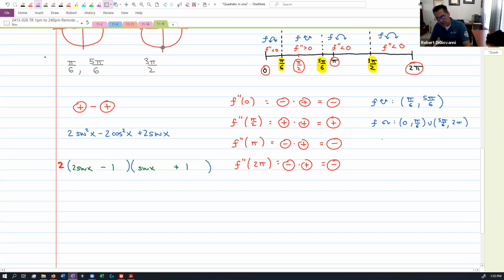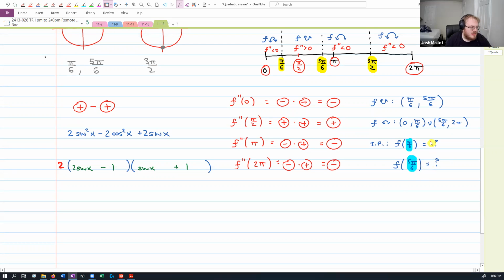Do we have any inflection points? Do we have any points where we have a change in concavity, where we go from down to up or up to down? Right here, at pi over 6, we go from down to up. So we have an inflection point at f of pi over 6, and then we have another one at f of 5 pi over 6. Now, if you wanted to know the values of the function there, you could go get those. You don't need them. For the inflection point, all you really need to know is where it happens.